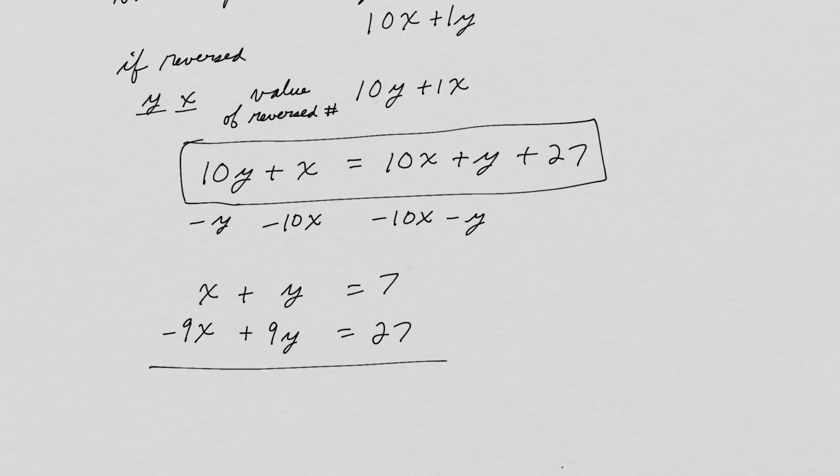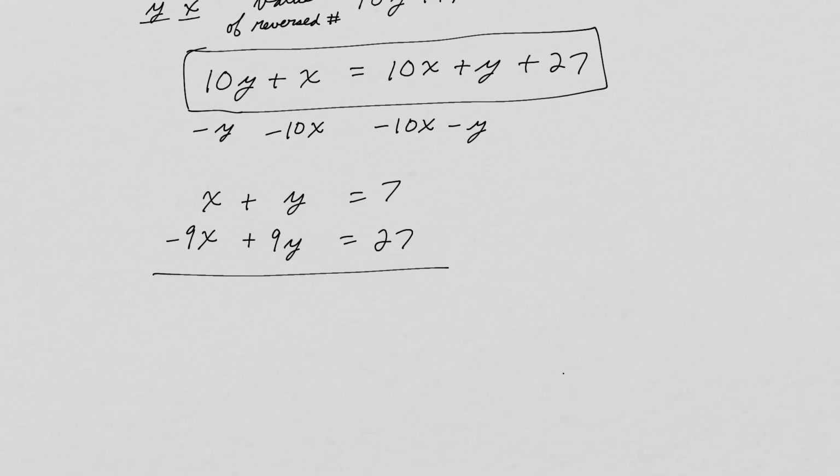Okay. How do I eliminate these? Well, let's eliminate the x's. So I already have a negative 9 here. Let's make this a positive 9. I can do that by multiplying the first equation, both sides, by positive 9. So if I distribute this, I'm going to have 9x plus 9y is equal to 63.